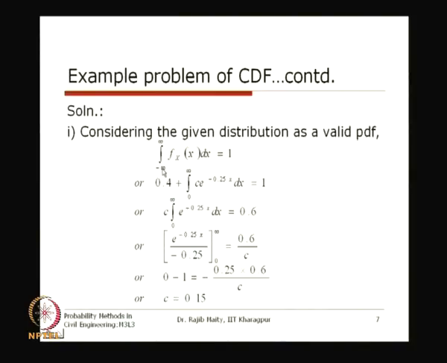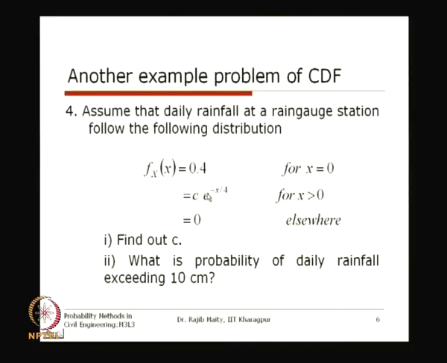Now I know that from minus infinity to less than 0, the value is obviously 0. At 0, the concentrated probability mass is 0.4, and from 0 to infinity we know that function, and the total should equal 1. If we do this integration and solve for this one unknown, after some steps we get C equals 0.15. So the complete description of this distribution is f(x) = 0.4 for x equals 0, 0.15 e^(-x/4) for x greater than 0, and 0 elsewhere.